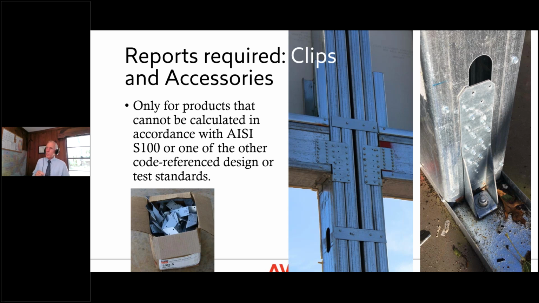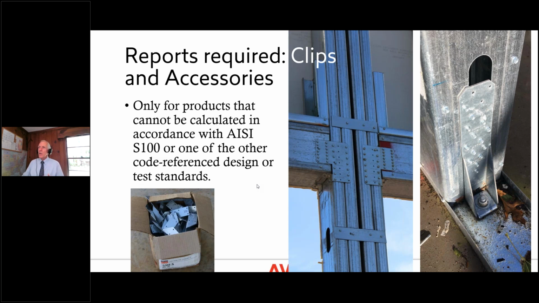But if you've got something special, like these header clips that you see in the center picture, this box of twist clips that are in the lower left, this hold down that isn't installed right because somebody didn't put any screws where this punch out is, all those are going to require some type of evaluation report to show that they can carry the loads and perform in a way that is in accordance with the building code.